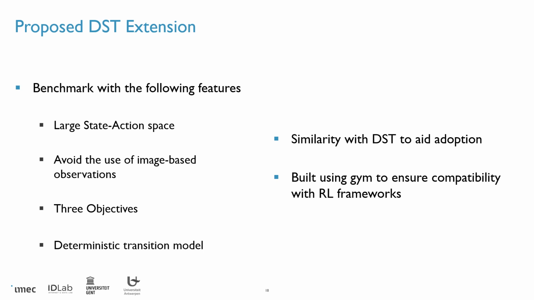Based on the observations we made before, we would now like to propose an extension to the existing deep sea treasure benchmark. We would like our benchmark to have the following features: a large action space that is achieved without the use of image-based observations. We would like our benchmark to have at least 3 objectives, and we would like a deterministic transition model. Besides these features, we think it is also important that we keep similarity with the existing deep sea treasure benchmark to aid in adoption, and to make sure that we build our deep sea treasure extension using Gym so that it's compatible with all major reinforcement learning frameworks.